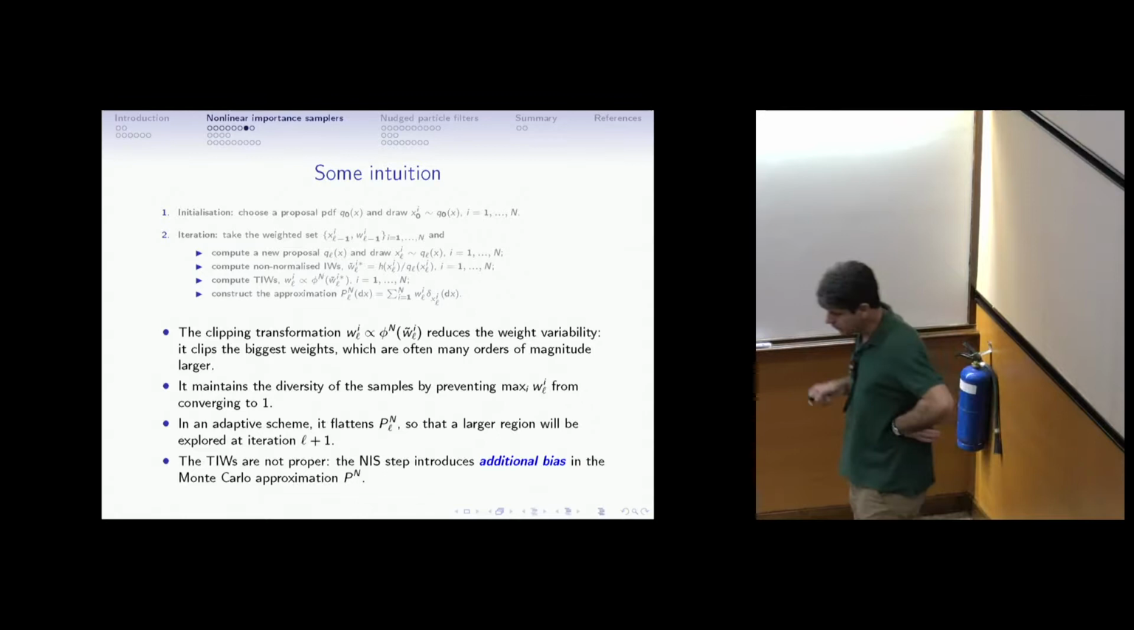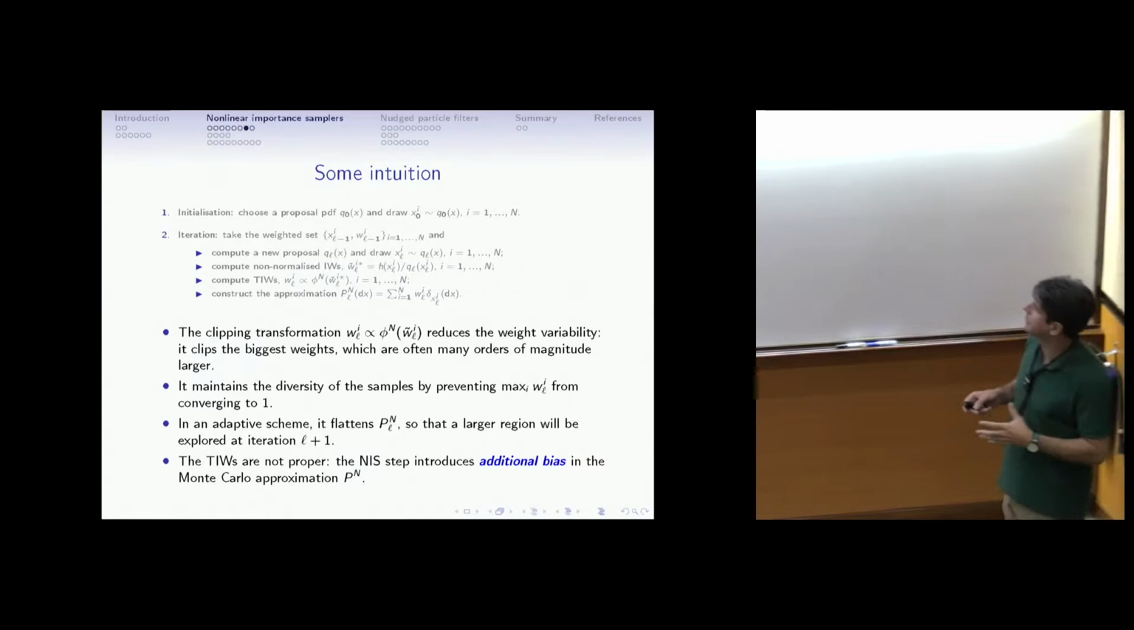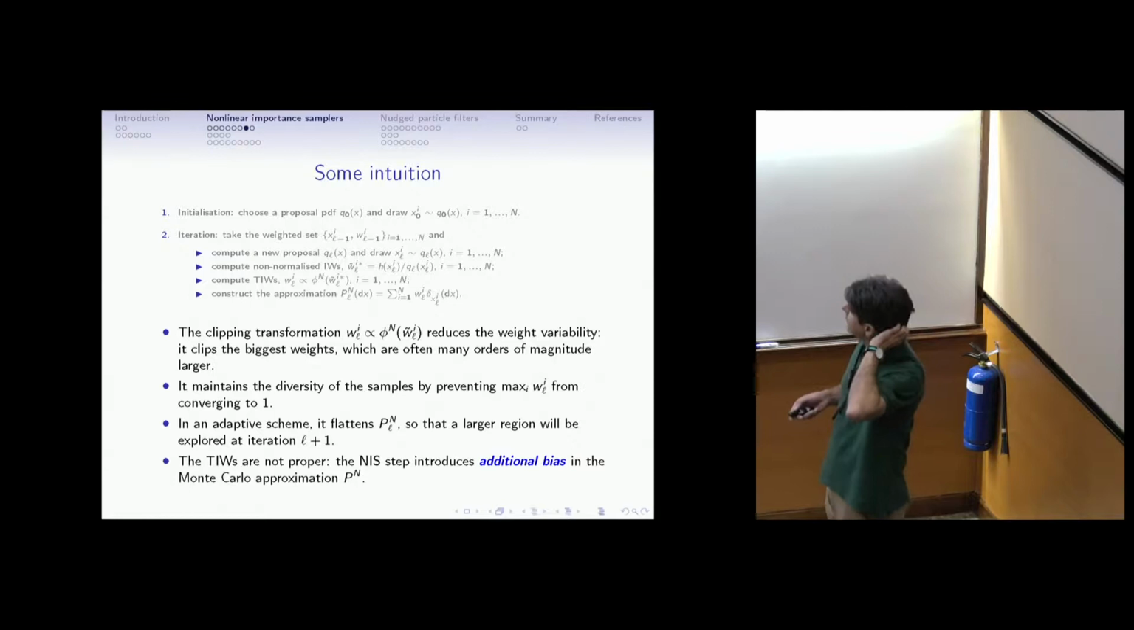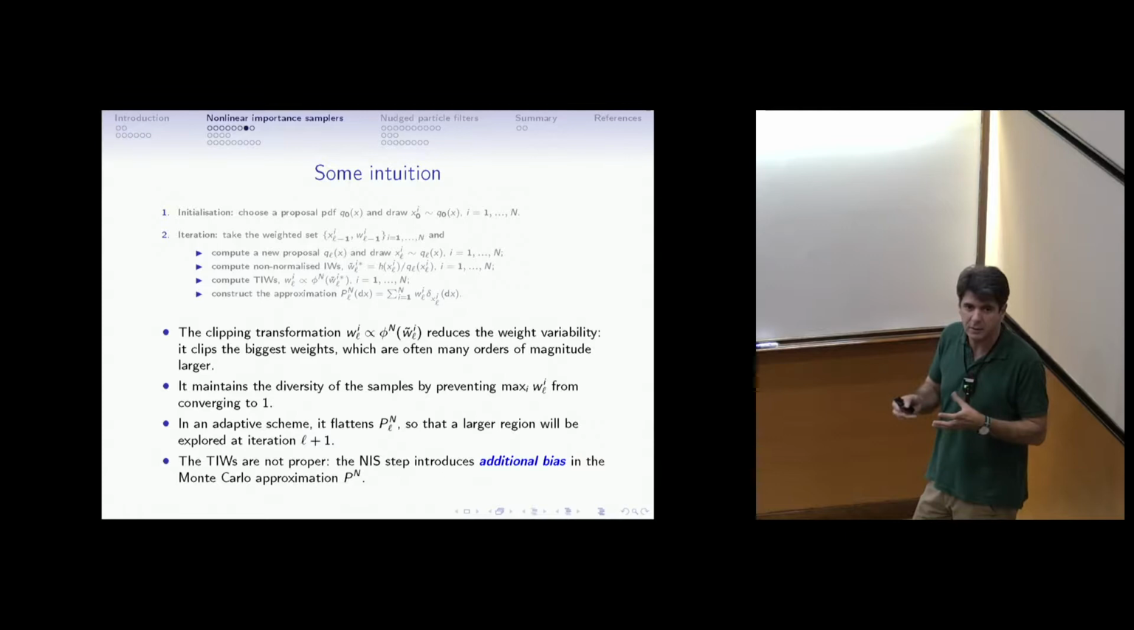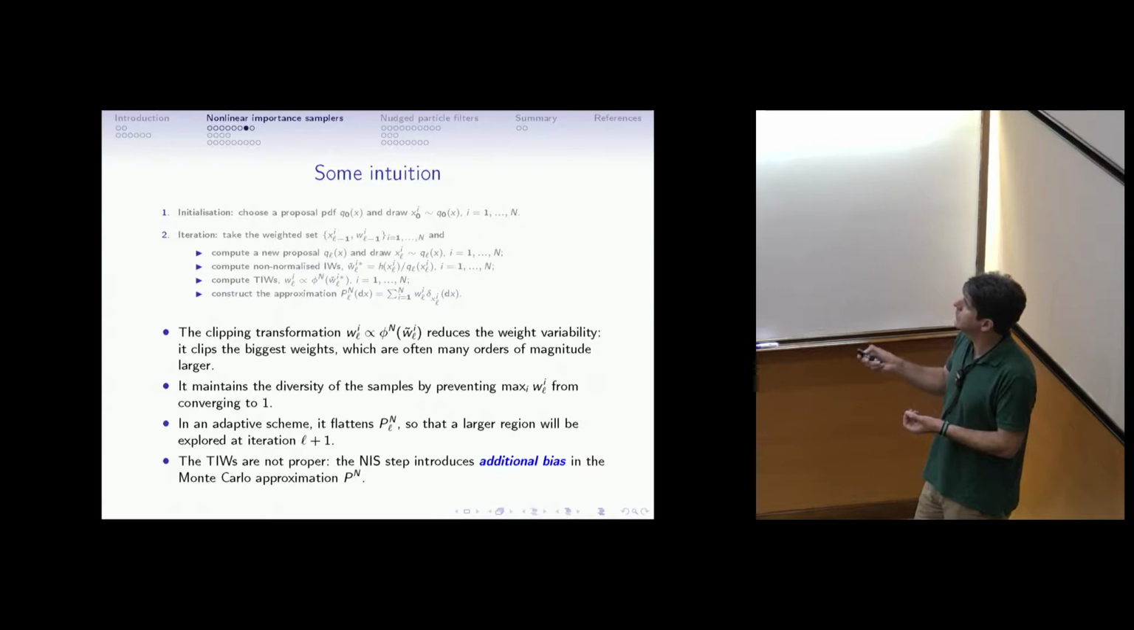So before showing you some results and some examples, let me talk a little bit again about why we did this. I mean, what's the intuition behind this? Again, everything that this clipping transformation has to do is to reduce the variability of the weights. So your problem is that, if you do nothing, you will have one or two weights which will be huge. They will be many orders of magnitude bigger than the others. And that's what you want to fix. So any transformation that addresses that issue, that numerical issue, should be fine here, in principle. Okay. When you do that, you are also preserving the diversity, because then your weights will become more evenly balanced.